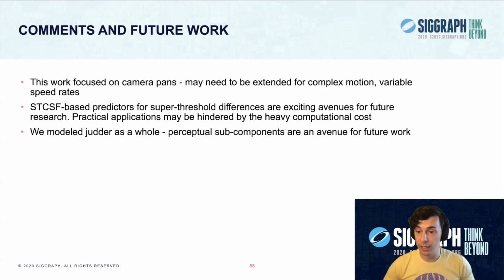Some quick comments about our work and some future work. This work focuses on camera pans and may need to be extended for complex motions, variable speed rates, and so on. There's a really interesting area of future research, which is the spatiotemporal contrast sensitivity-based predictors for superthreshold differences. And it's really exciting, although it might have some difficulties for practical application because of the heavy computational cost. It typically requires a Fourier transform on a large video block, which may sometimes be challenging. Finally, we modeled judder as a whole, but as I mentioned at the beginning of the presentation, it can be broken down into these perceptual subcomponents. And that's also an interesting avenue for future work.